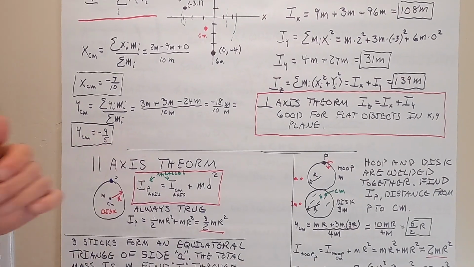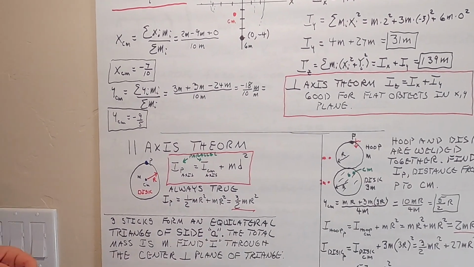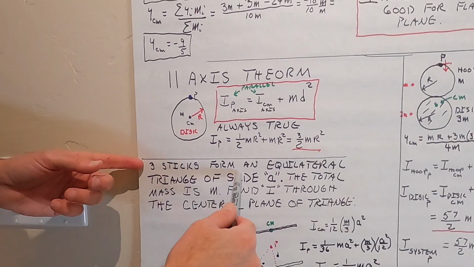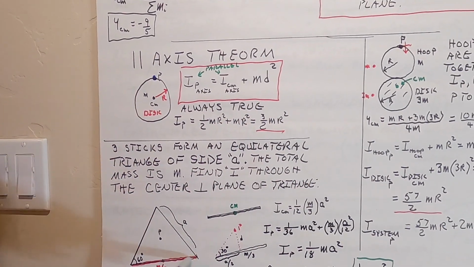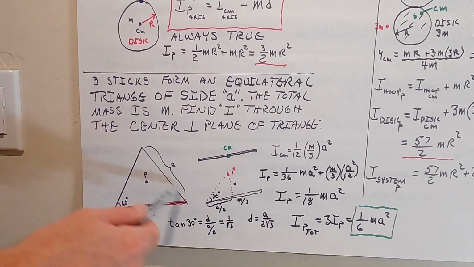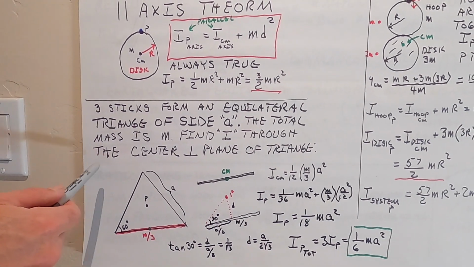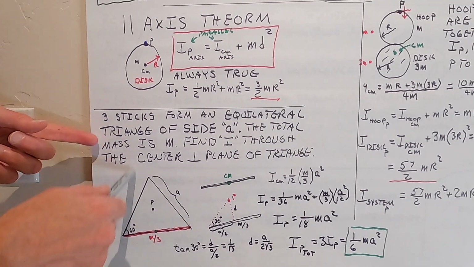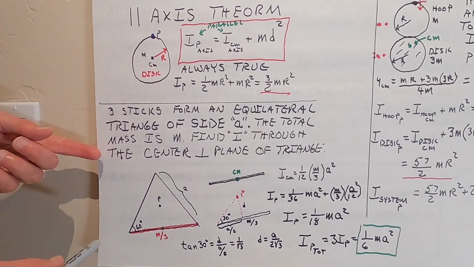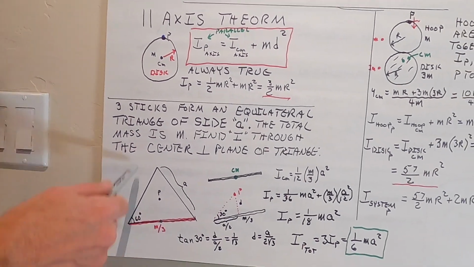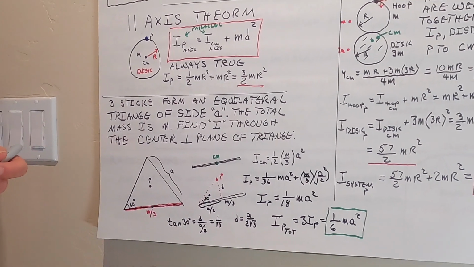Okay, so now let's use this thing. Suppose we have 3 sticks forming an equilateral triangle. Here's just an equilateral triangle. They all have the same length a. They're all 60 degrees. The total mass of the whole triangle is m. That means each piece is m over 3.